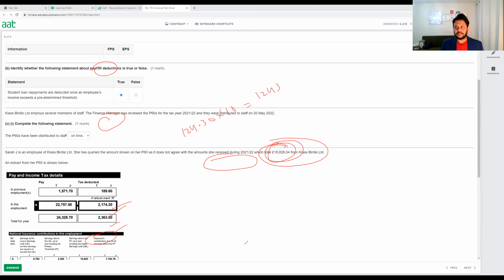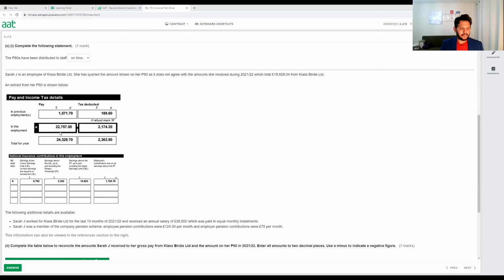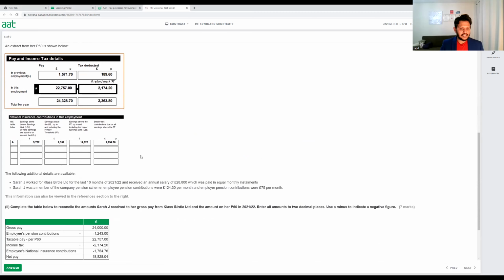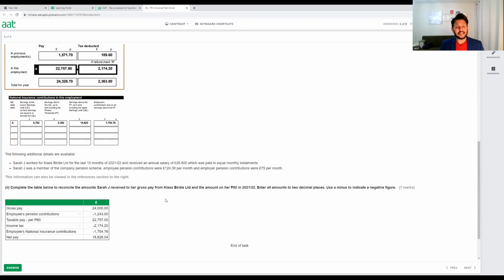So if you are confused, like why my P60 says my income is 22,757, and in the bank I receive only 18,000. Why? Because from the 22,757, you need to minus your income tax and the national insurance, and that will tell you how much you actually receive in your bank. And from the gross pay, we minus the pension to find out the taxable pay.